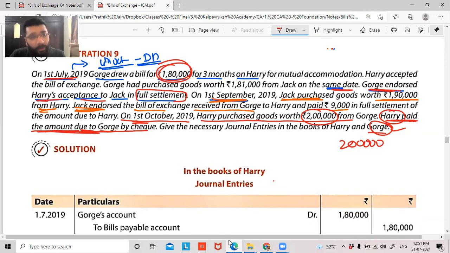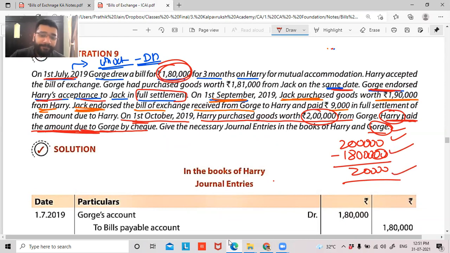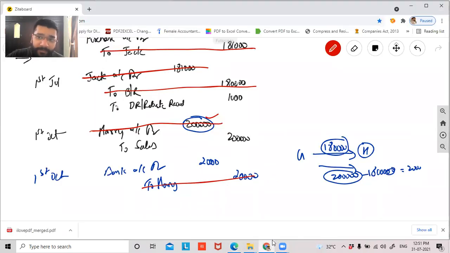So Harry is telling that you have to give me 180. From this 2 lakh which I have to give you, I'll minus 180 and I'll give the balance 20,000 to you. Harry is saying that I have to give you 2 lakh and you have to give me 180. The amount what you have to give me, I'll minus it and give the balance 20. This is what is happening here. Okay, not okay?